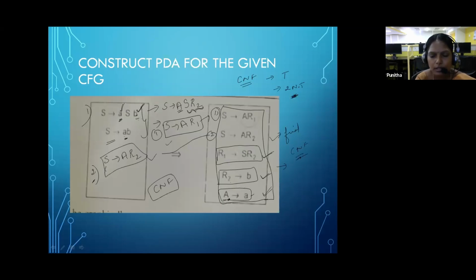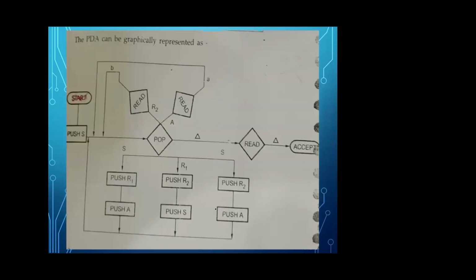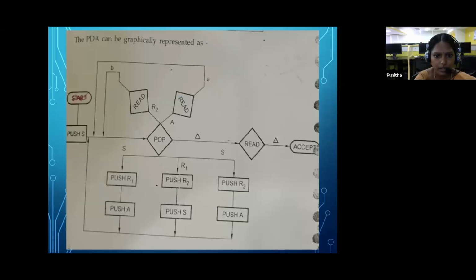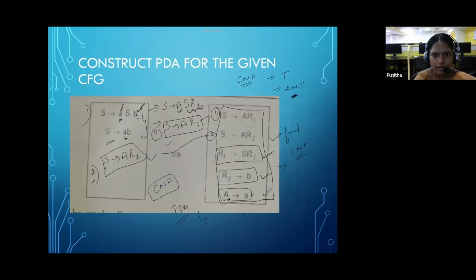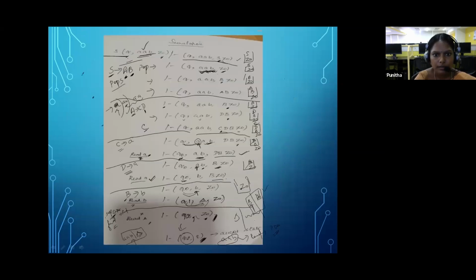So I need to design the PDA. For PDA designing, I need to go for four things. The first one is the diagrammatic representation, the second is the stack, the third is the ID, and the fourth is the simulation. First we will look at the diagrammatic representation, where we represent the set of productions in graphical notation.